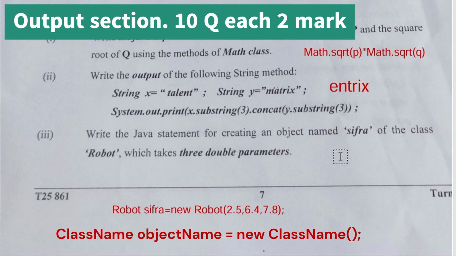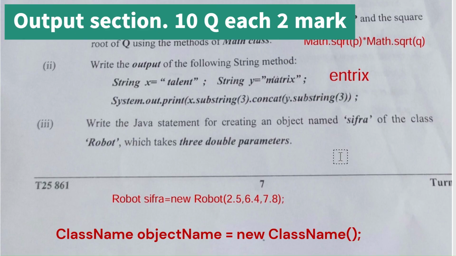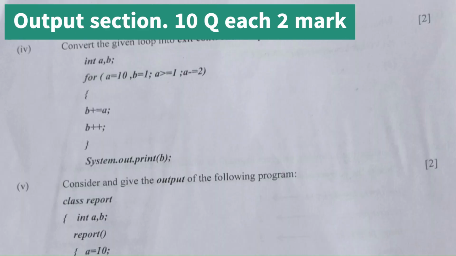Now come to question number 4. Given a for loop, we have to convert it into an exit controlled loop. That means a do while loop. Here is the answer. Let's move on to the explanation.